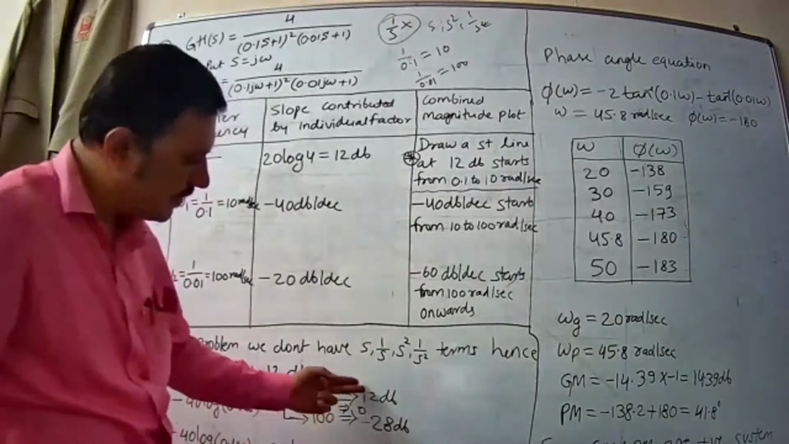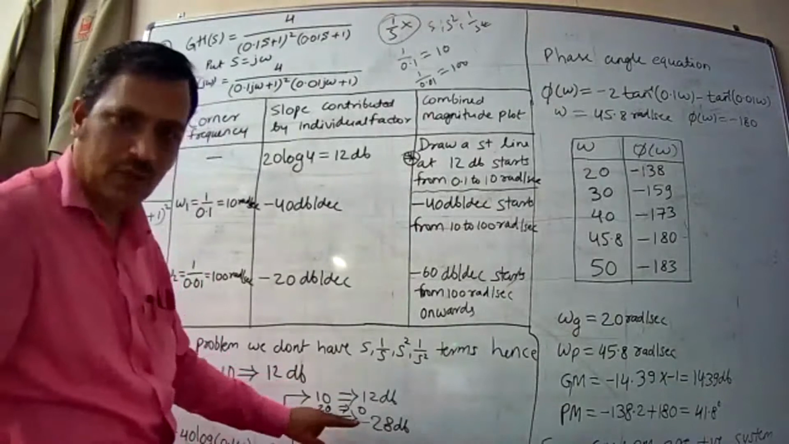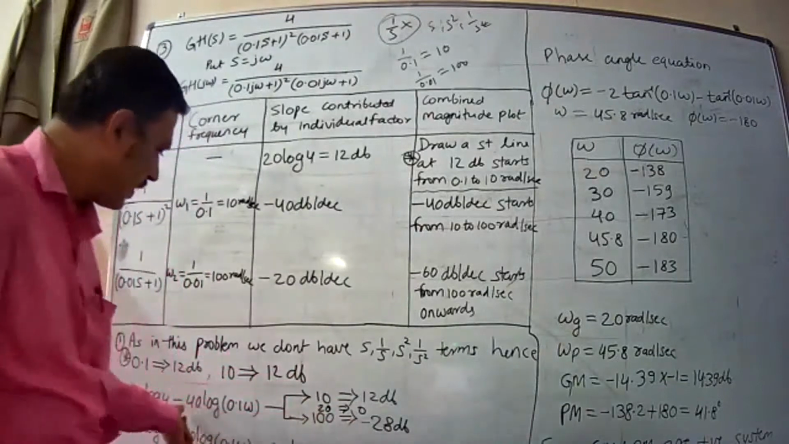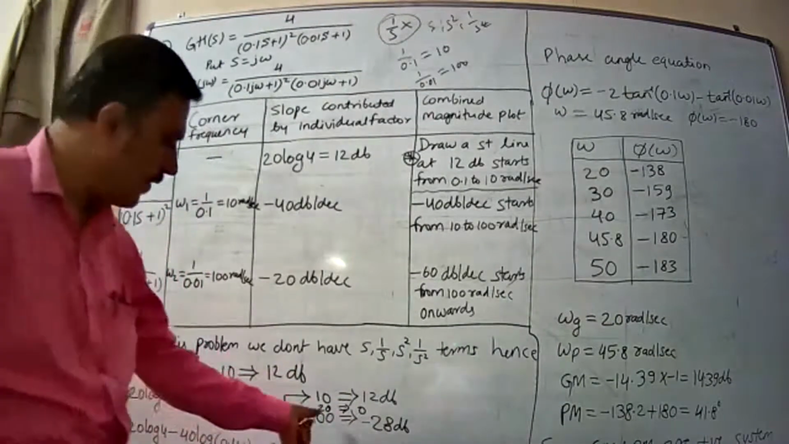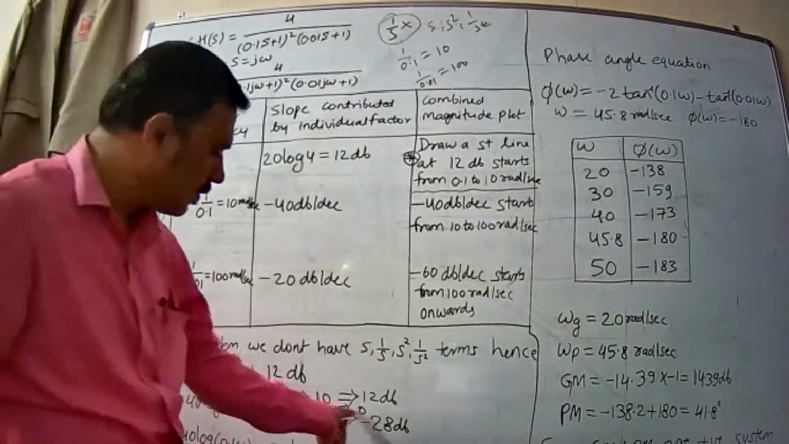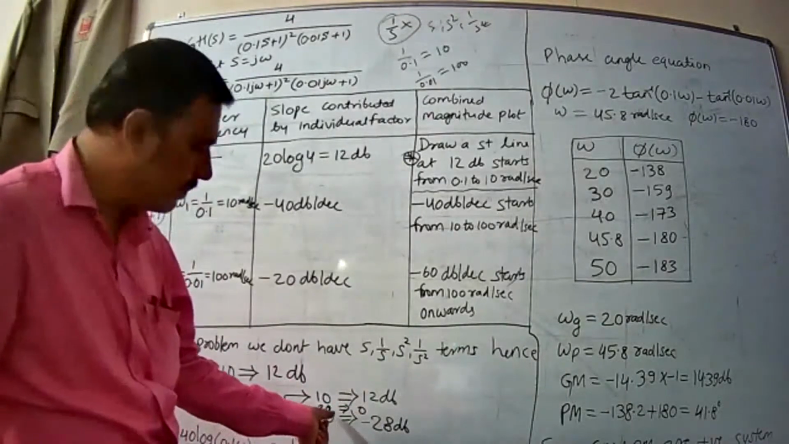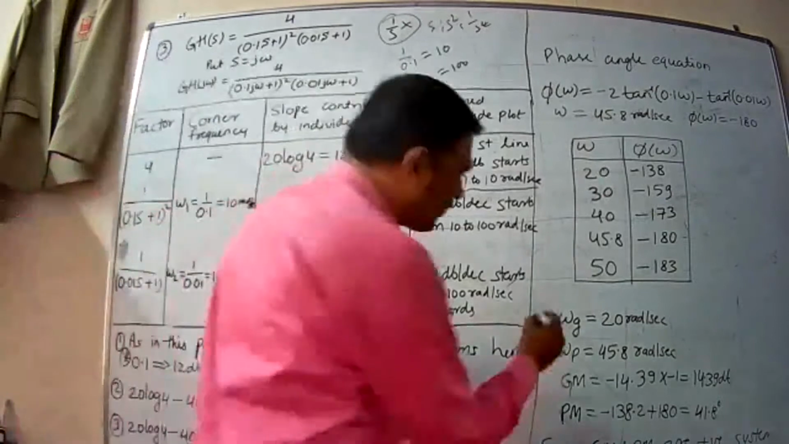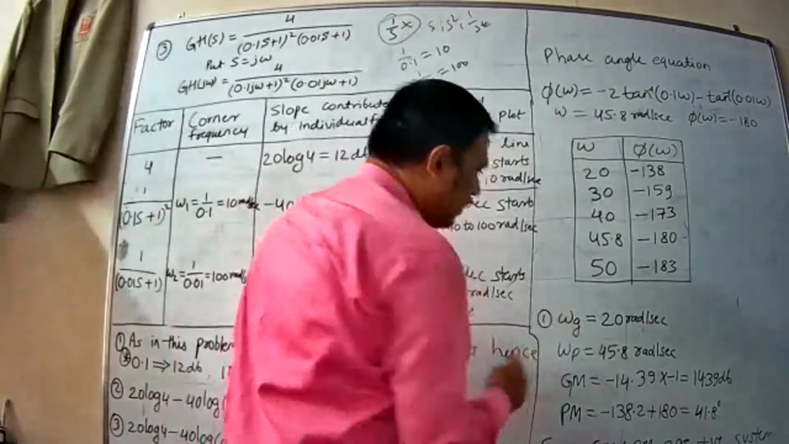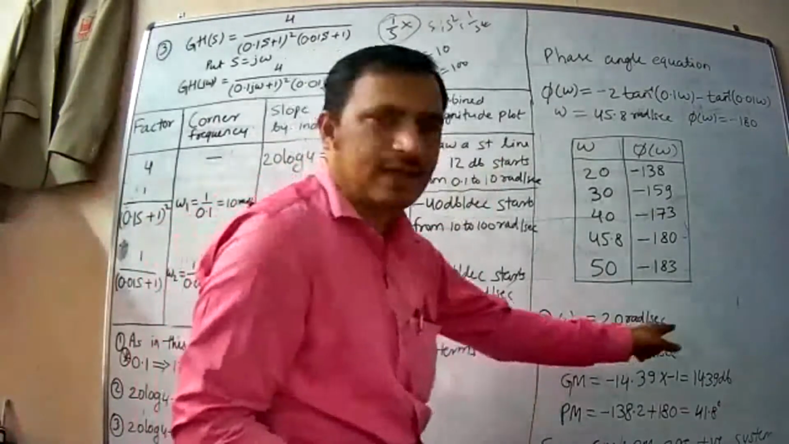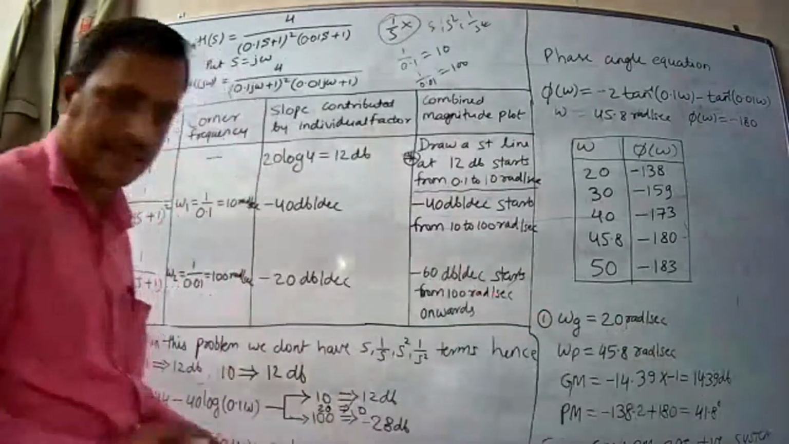Again the value is changing from positive to negative. Hence what we have to do? We have to equate this equation to 0 and find the value. If you equate that to 0, then we are getting the omega value as 20 radian per second. This is the first answer we have got. Omega g is equal to 20 radian per second. That is the first answer.